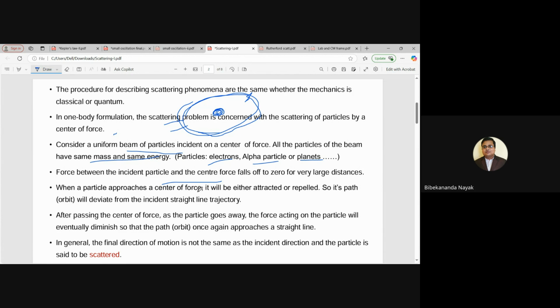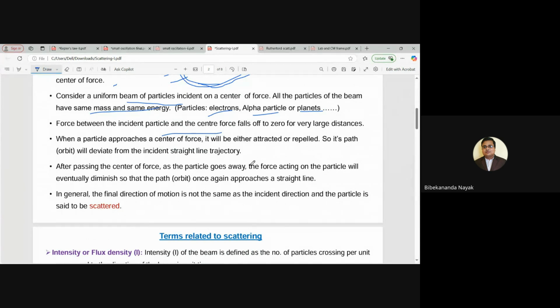When the particle approaches the center of force, it will be either attracted or repelled. So it will deviate from its straight line trajectory. After passing through the center of force, the particle goes away and the force acting on the particle will eventually diminish, and it once again approaches a straight line path. In general, the final direction of motion is not the same as the incident direction, so we call it scattered. Suppose a particle is coming like this, there is a center of force, it will be affected by it, so it will either be attracted or repelled. If attracted, it moves like this. If repelled, it moves like this. So this process is called scattering. The incident direction is not the same as the final direction.